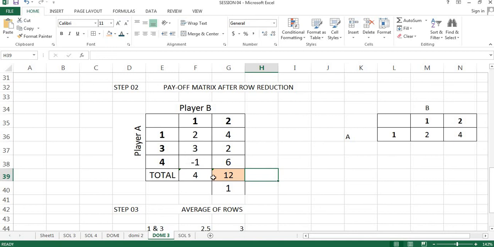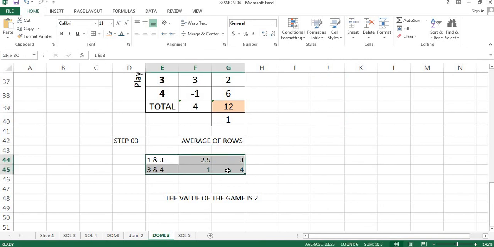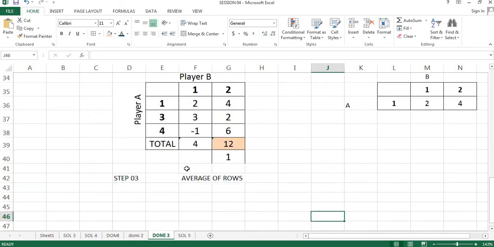To take the average, we should see which has to be compared. Here we have got only 2 columns. Taking the average of columns is not possible. If you take the columns average also, you can't compare with a third column. There is no third column here. So better to take the average of rows. So step number 3, the average of rows is like this.